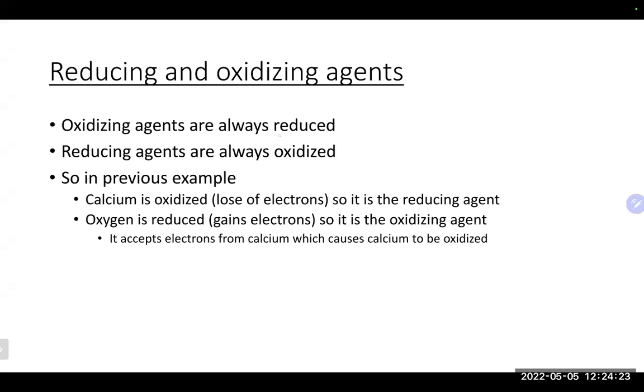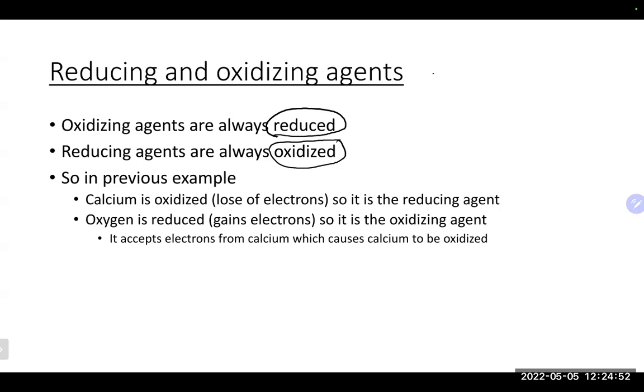Obviously, if somebody gets reduced, it needs to gain electrons, right? And the only way for it to gain electrons is to cause somebody else to lose electrons. So it is causing that one to be oxidized, which is why it's known as the oxidizing agent. Same thing here. Somebody's going to get oxidized and lose electrons. That means somebody needs to be there to pick up the electrons. So it's going to cause somebody else to pick up those electrons and be reduced.